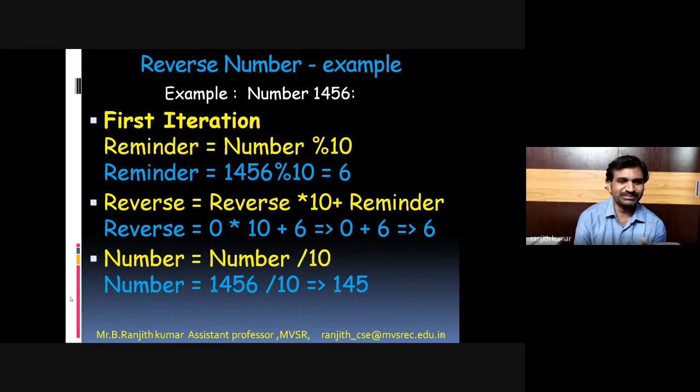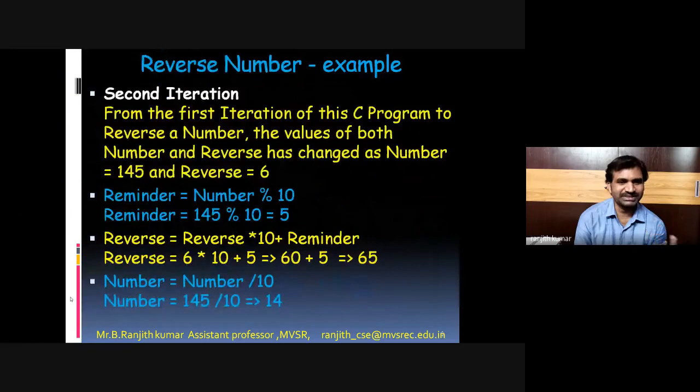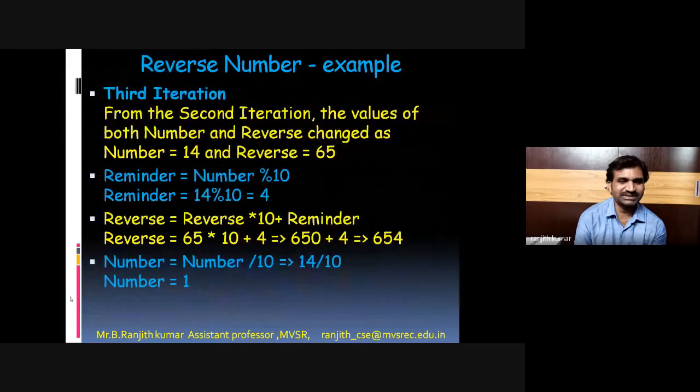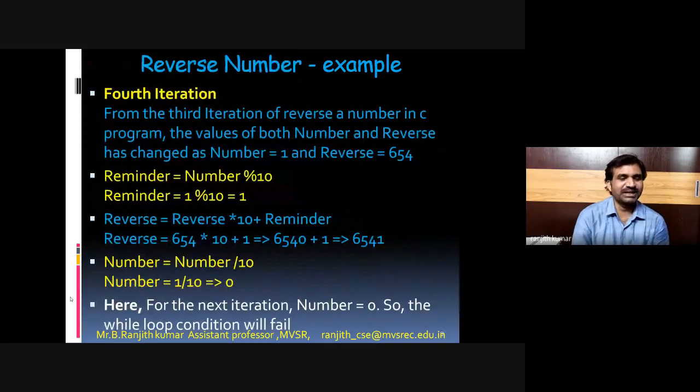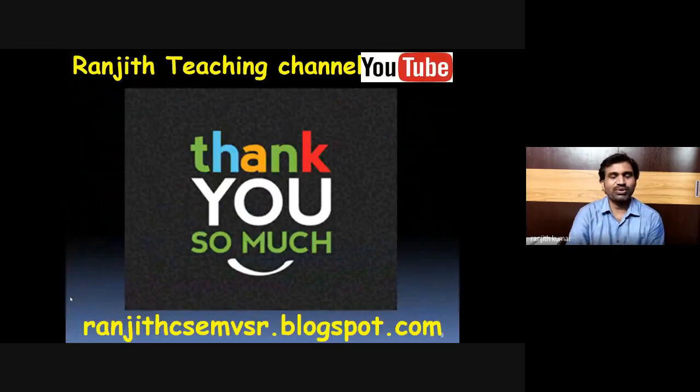So 1456 became 145 in the first iteration. Now in the second iteration, it will become 14 and 65 will be the reverse. In the third iteration, it will become 1 and the reverse will become 654. And in the fourth iteration, the number will become 0 and the reverse number is 6541, where the entered number is 1456. Okay, which we are trying to show in a presentation also. Now this is about reverse of a given number.